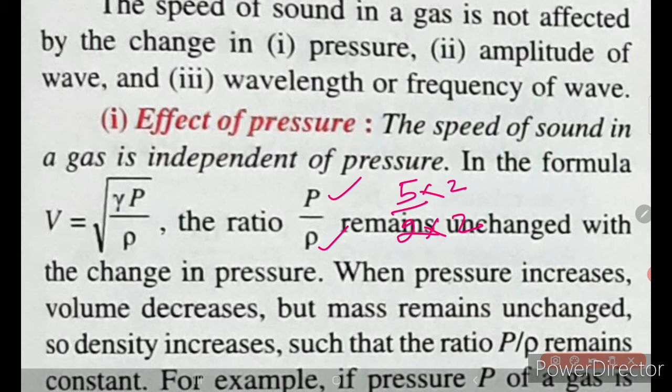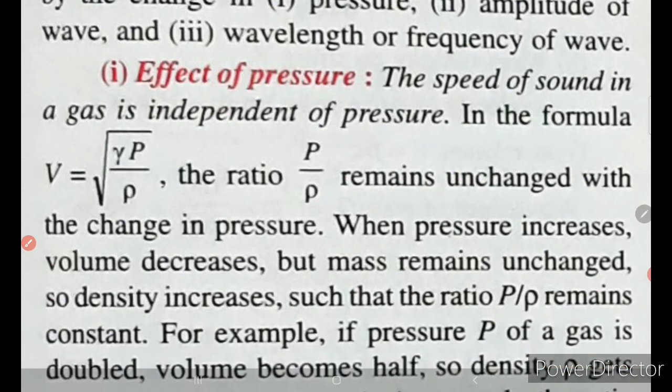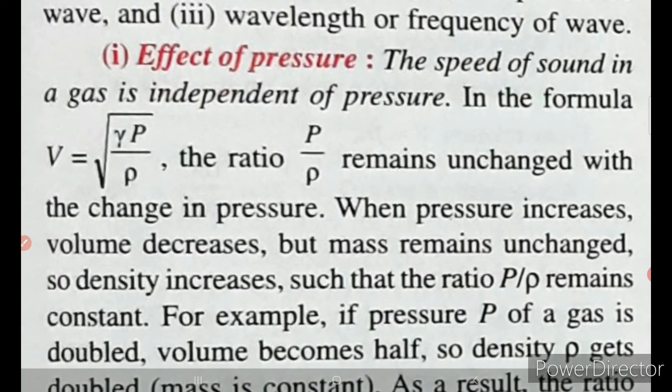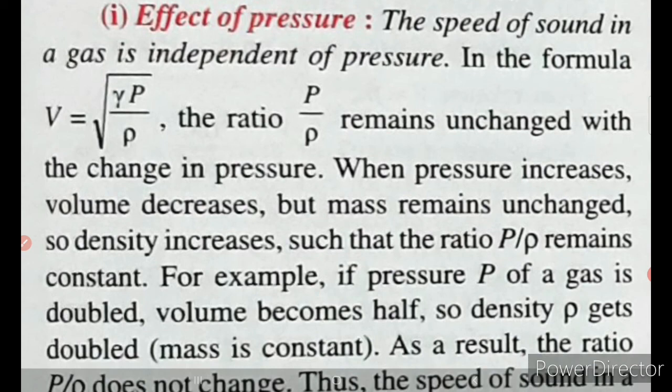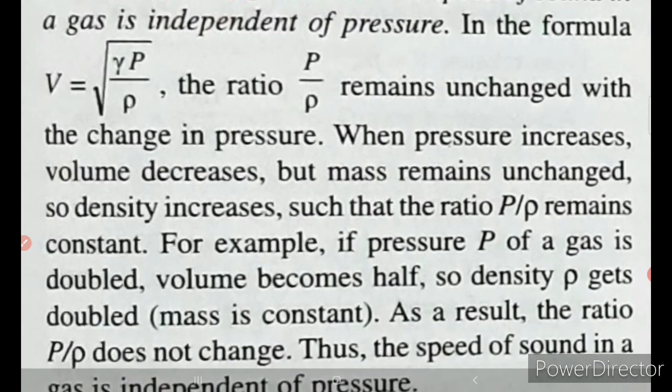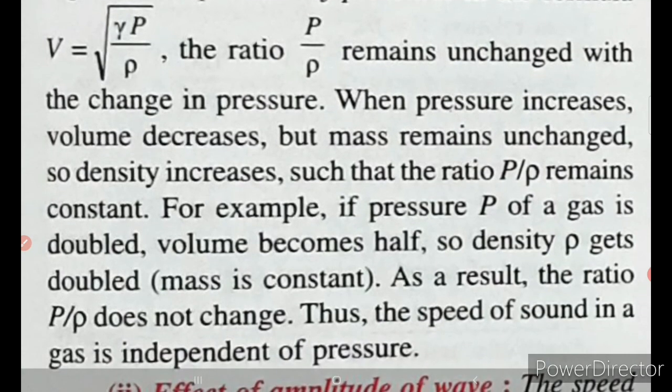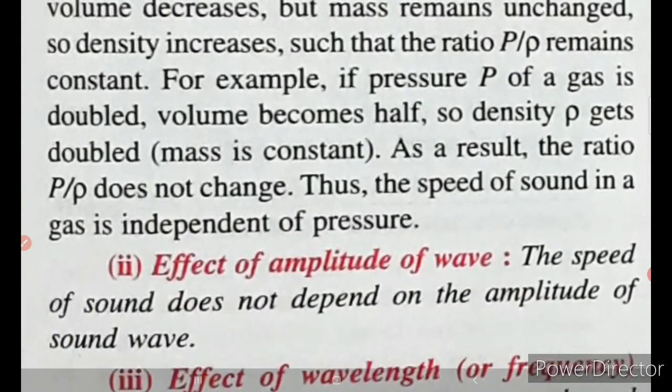Let's see how. For example, if the pressure P of a gas is doubled, the volume becomes half, so the density gets doubled because the mass is constant. As a result, the ratio P upon rho does not change. That means that 2 and 2 get cancelled, so it will be 5 upon 2 again. Thus the speed of sound in a gas is independent of pressure. So I hope point 1 is clear.